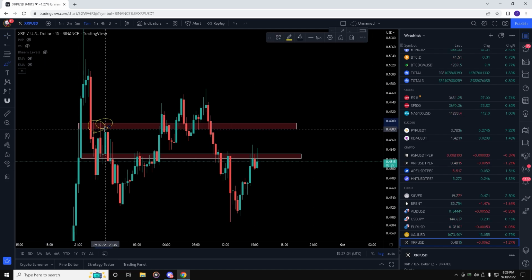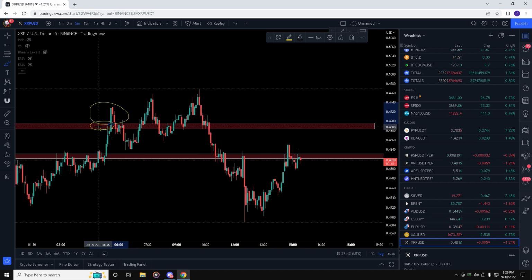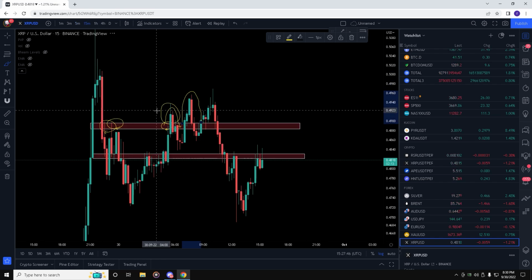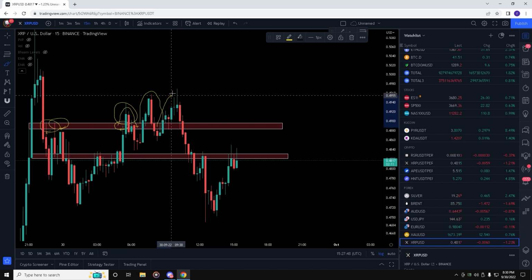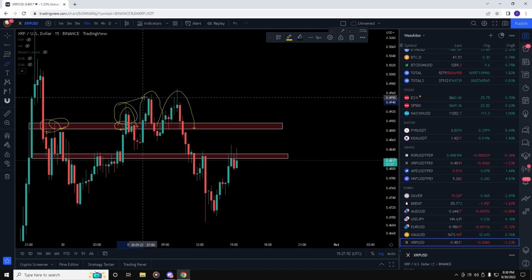Rejection over here, rejection over here, rejection over here, fake out above this level, which would have deviated on the lower time frames. And this is a deviation again here, deviation again here, again deviation. This is a triple deviation over here. This is an SMT as well. This is probably RSI divergence as well.